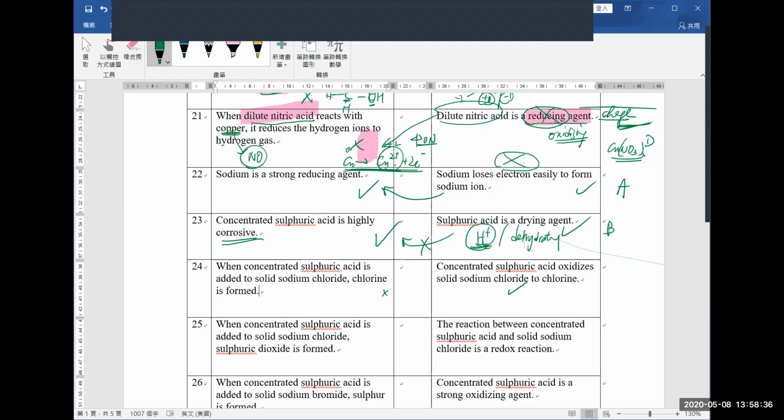So what's wrong with the first statement? If you think the second statement is correct. Exactly, this one is not correct. It is HCl gas. So if you take a look at this one, of course, this statement is also not correct. It is D. Okay, it is HCl gas.